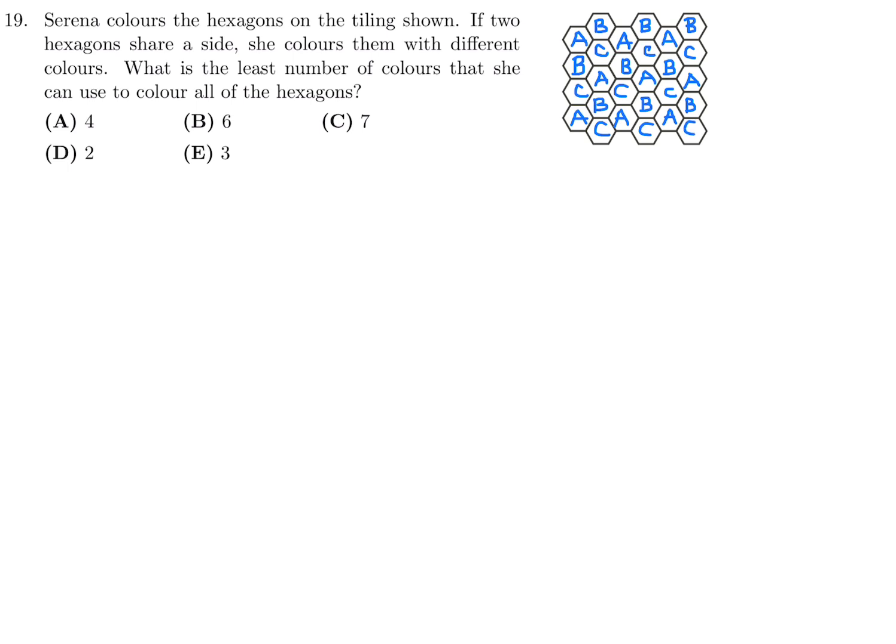Okay, so as you can see, with just 3 colors, A, B, and C, I was able to fill out the whole grid using that rule that if 2 hexagons share a side, the colors have to be different. So it's a cool little question. I like it, actually, probably because even older students will probably get this wrong. Anyhow, number 19, the correct answer is E. 3 colors.